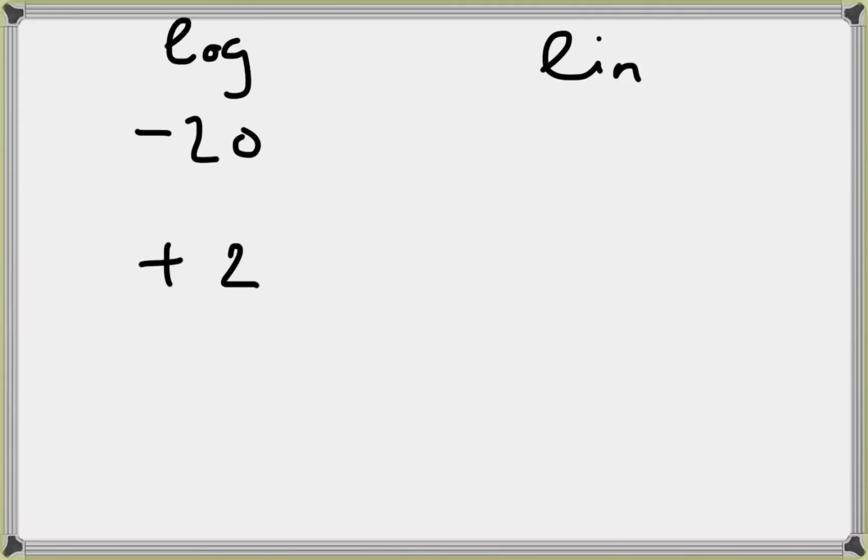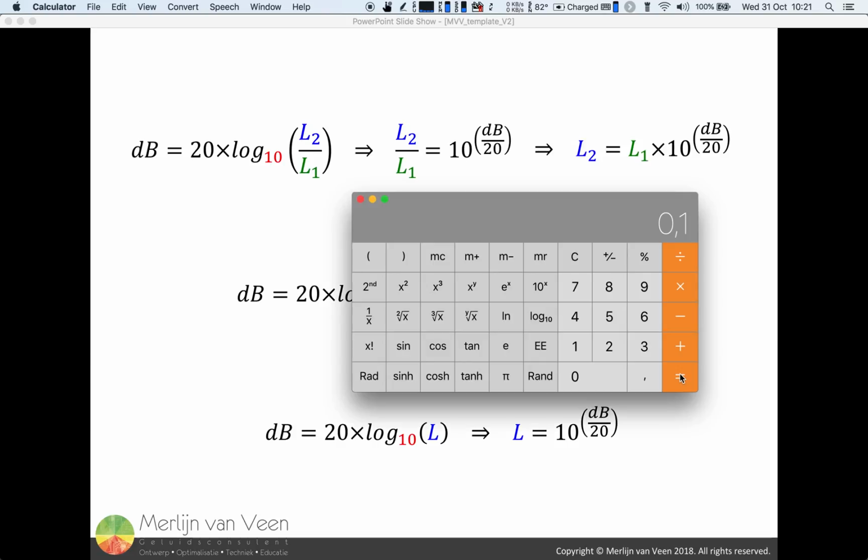So let's bring back the whiteboard and we're going to say, okay, this is the same as 1/10 or 0.1, which is of course 1/10. That is the fraction that represents a value of minus 20 dB on a logarithmic scale. Now we have to do the same for our plus 2 value. So let's reset our calculator.